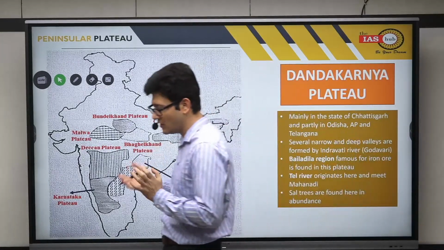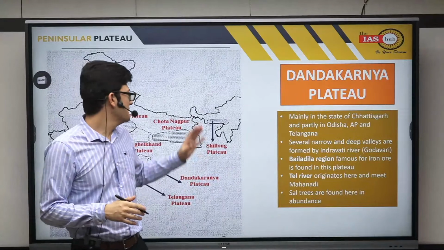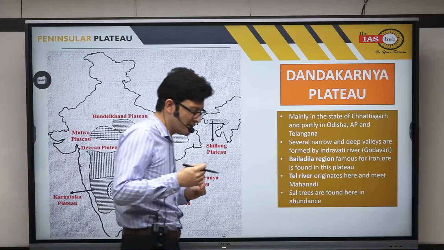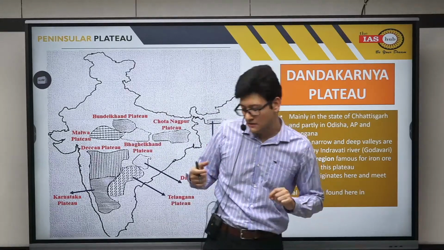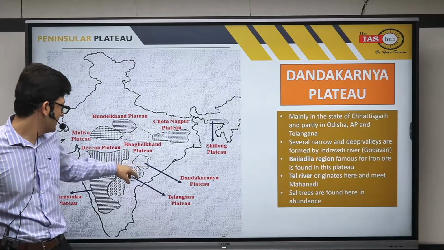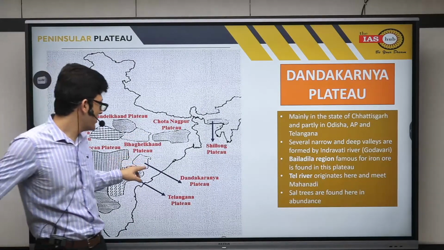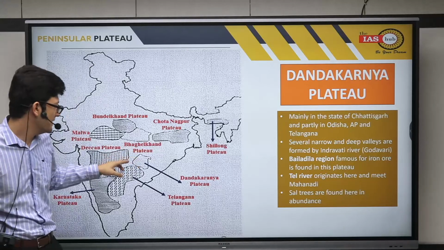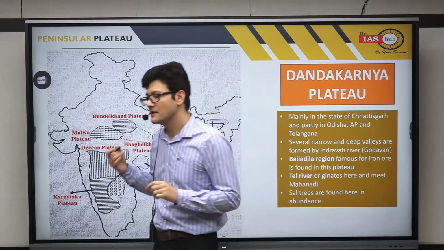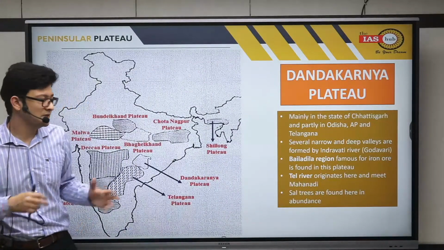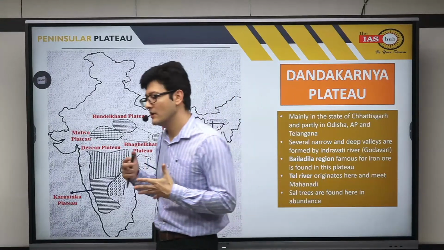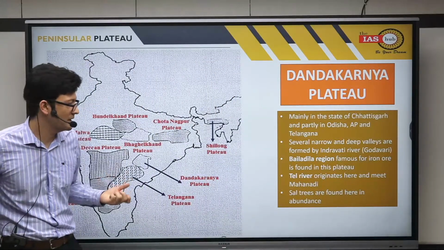It covers some of the area of Maharashtra also, and several narrow, deep valleys are also formed here through one of the major tributaries of Godavari River, which is Indravati, which flows through this region, Dandakaranya Plateau. There is one more river called the Tel River, which originates here, and it is one of the major tributaries of Mahanadi. When we discuss the drainage pattern also, just keep these rivers in mind, so that you get an idea about the originating point of these rivers.